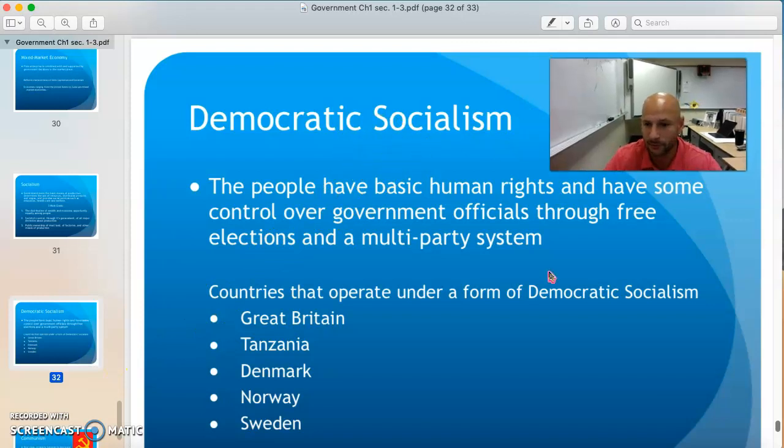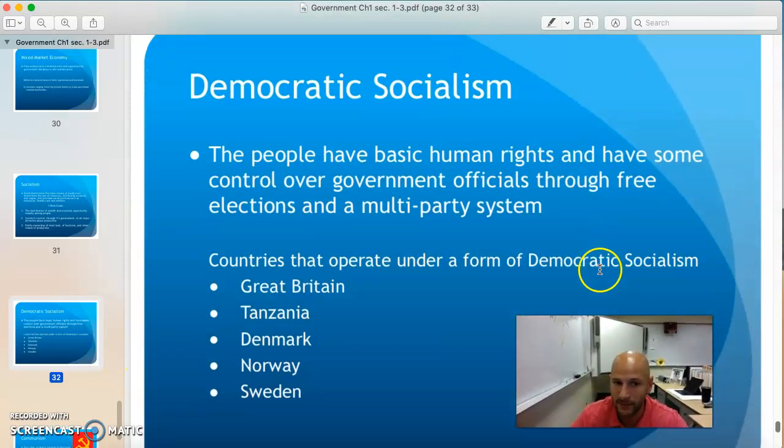Democratic socialism, this is what Bernie Sanders claimed to be. He was a democratic socialist. The people have basic human rights and have some control over government officials through free elections in a multi-party system. Meaning when you think of democratic, you think of voting for the people that are going to represent you, having different political parties, kind of from the ground up.